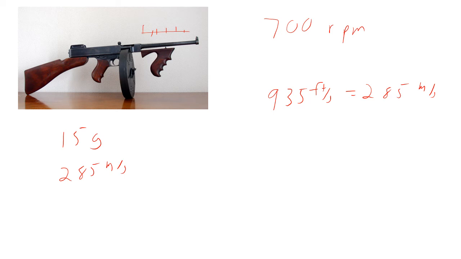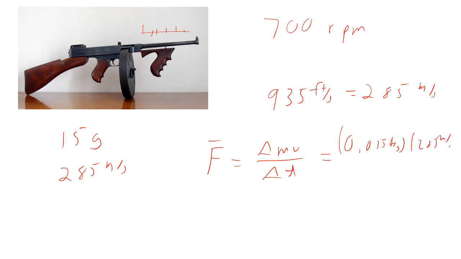So now I want to know, what is the average recoil force? Well, it's going to be the change in momentum over time. So we could say that each bullet comes out with a certain mass times velocity, so that'd be 15 grams, so 0.015 kilograms times 285 meters per second.